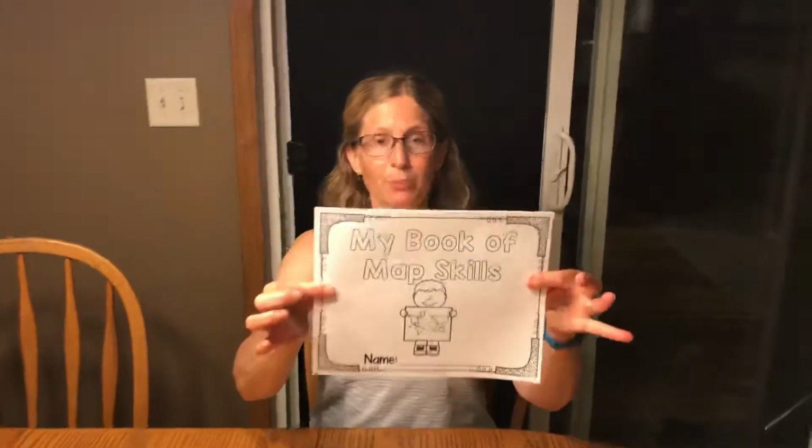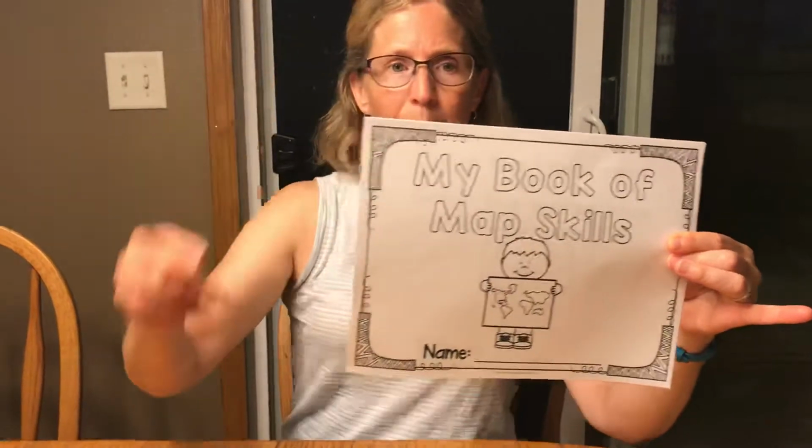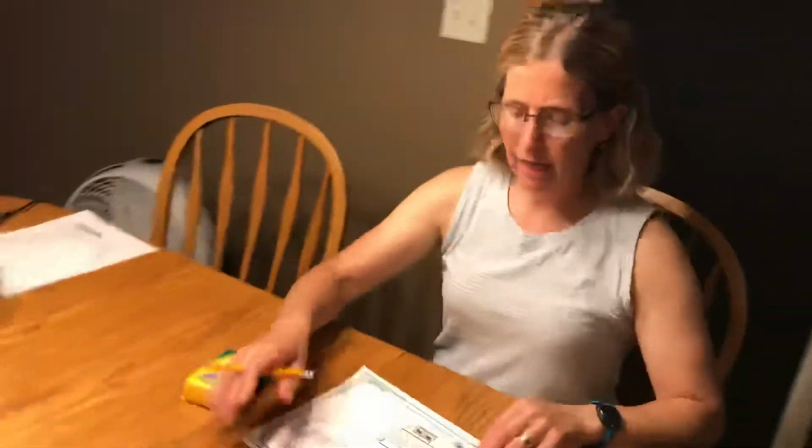Today we're doing social studies. So I have my book of map skills. That's what you'll be needing today, and one pencil and your box of crayons. And here we go. Today we're doing pages 1, 2, and 3. So come on over. On the front, you may color it however you like.